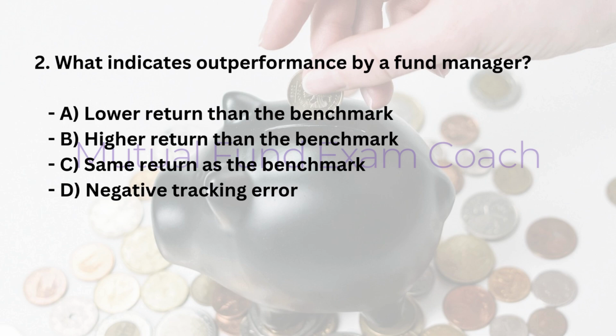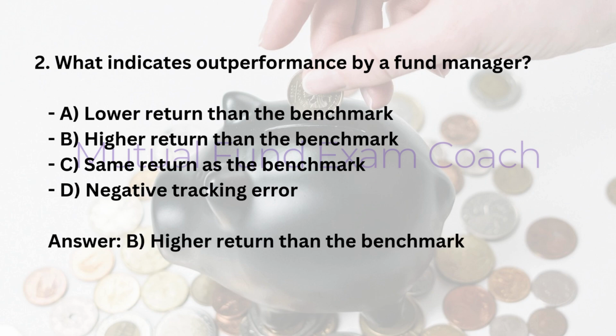2. What indicates outperformance by a fund manager? A. Lower return than the benchmark. B. Higher return than the benchmark. C. Same return as the benchmark. D. Negative tracking error. Answer: B. Higher return than the benchmark.